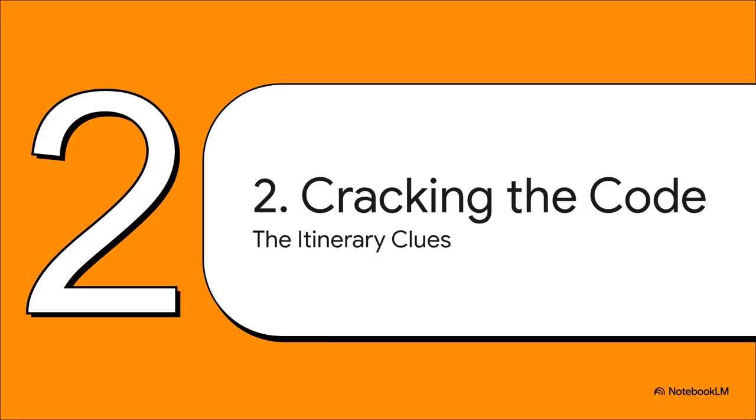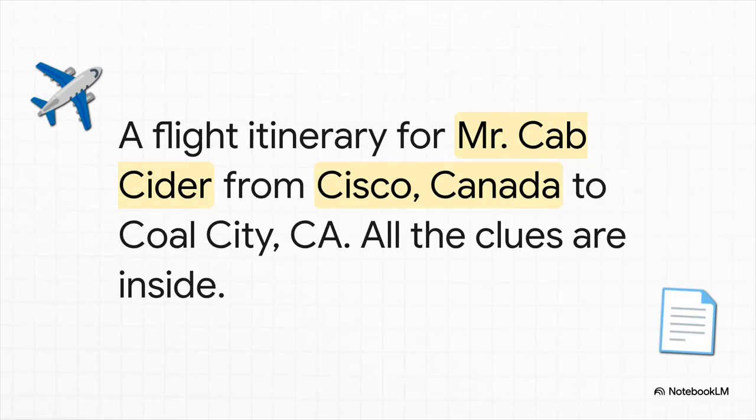All right, to solve any case, you need evidence. And our key piece of evidence today comes from a really ordinary place. But it's where all the clues we need are hiding in plain sight. Okay, check this out. This is our document of the day. It's a flight itinerary for a fella named Mr. Cab Cider. Now, I know it looks pretty straightforward, but trust me, it is packed with all the C words we're going to need to crack this case wide open. So let's do it. Let's pull out every single word that has our mystery letter and see what we find.